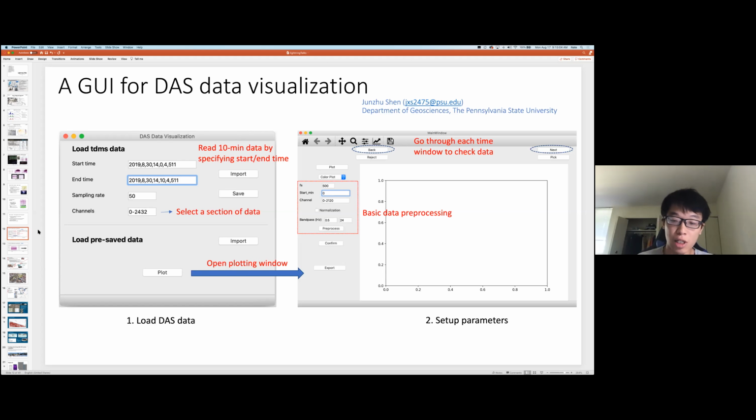This is just a prototype I wrote for the Penn State DAS array. It can read TDMS format or pre-saved MATLAB or NumPy files. In this example, by typing start and end time, I load 10 minutes of data, choose the sampling rate and channels, click plot, and the main window pops out on the right. And you can plot a small section of data by specifying the parameters. The basic data processing, including demean, detrend, and bandpass, is also available. Next slide, please.